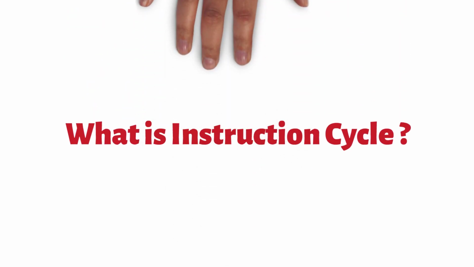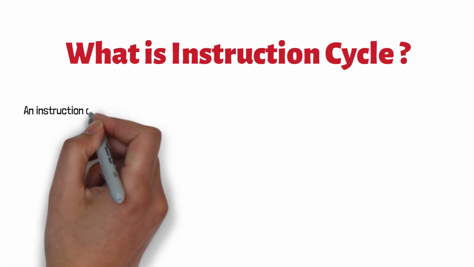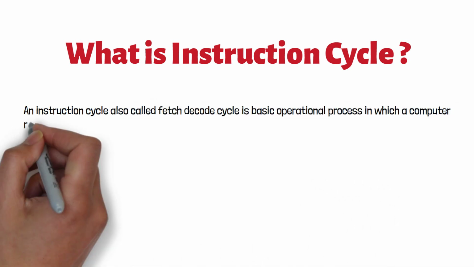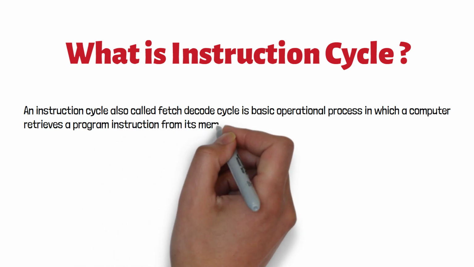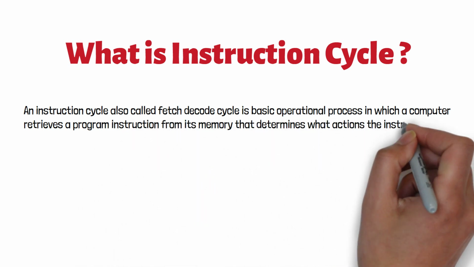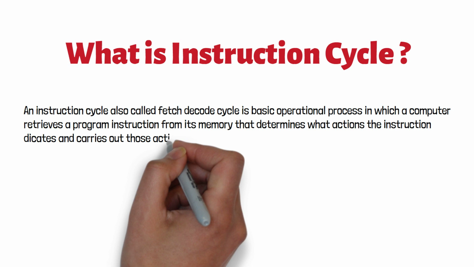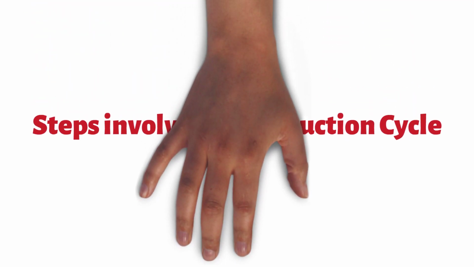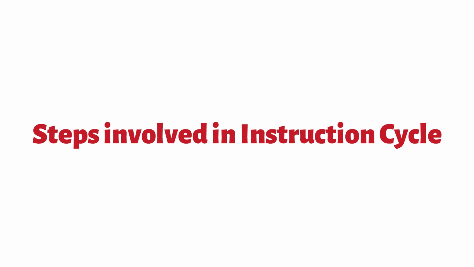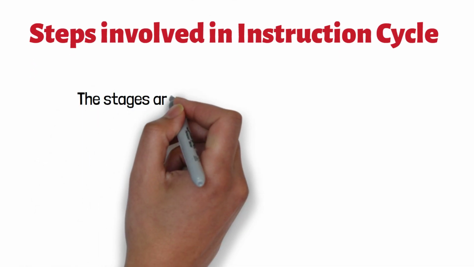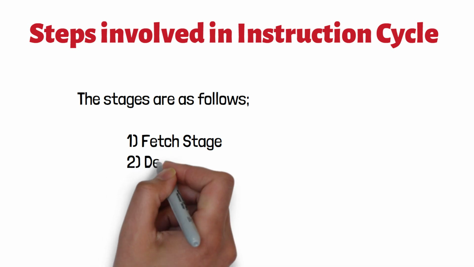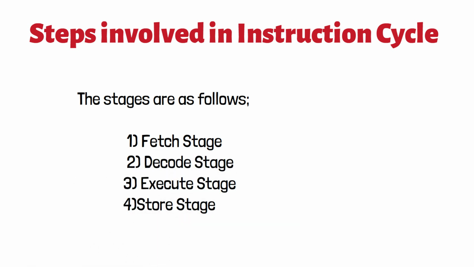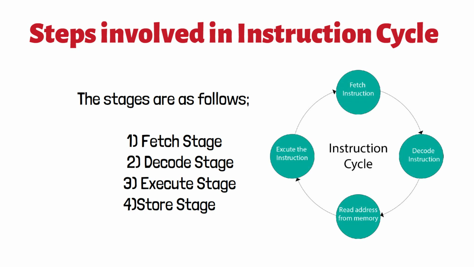An instruction cycle, also called the fetch-decode cycle, is a basic operational process in which a computer retrieves a program instruction from its memory, determines what actions the instruction requires, and carries out those actions. Steps involved in the instruction cycle. The stages are as follows. First is the fetch stage, second is the decode stage, third is the execute stage, and the fourth one is the store stage.